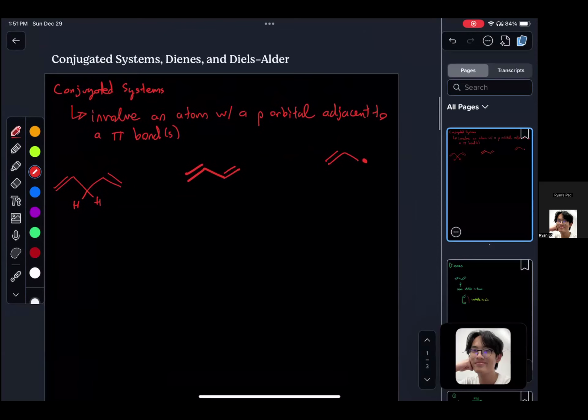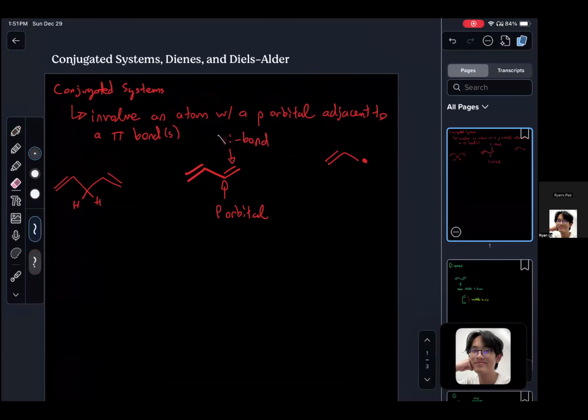All right, cool. So just as a reminder, conjugated systems basically involve an atom that has a p orbital adjacent to a pi bond, right? So the p orbital is going to be located right here. P orbital. We got a pi bond right here. Pi bond right here. Actually, wait, I should probably move this. Yeah. So you're going to be doing some reactions with conjugated systems, and there's some associated trivia you need to know with it.